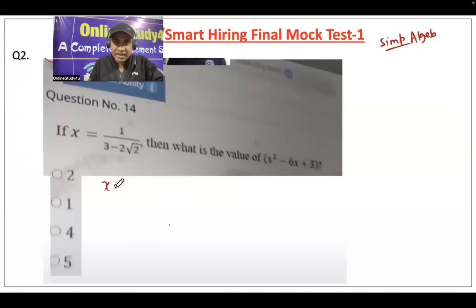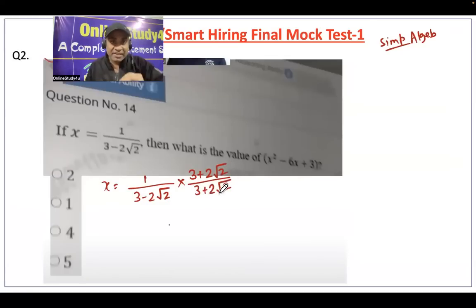If x is given as 1 divided by 3 minus 2 root 2. So friends, whenever you get this kind of question, keep one thing in mind: you will not be able to solve it by any other method if you do not rationalize it. For rationalizing, we multiply and divide by the same number, just by changing the sign. So here it is 3 minus 2 root 2, so we multiply with 3 plus 2 root 2 divided by 3 plus 2 root 2. Rationalizing means that if you divide it, you will be getting 1.